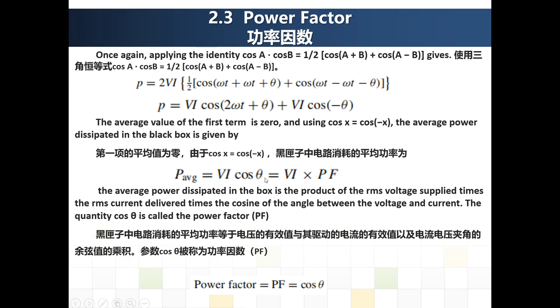And this cosine theta we define as the power factor. So the average power dissipated in the box is the product of the RMS voltage supplied times the RMS current delivered, and then times the cosine of the angle between the voltage and current. So the power factor is the cosine of the angle between the voltage and the current. The power factor PF is equal to cosine theta.